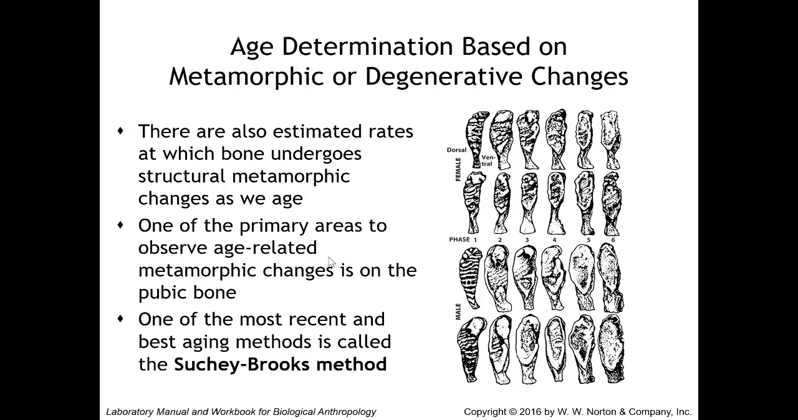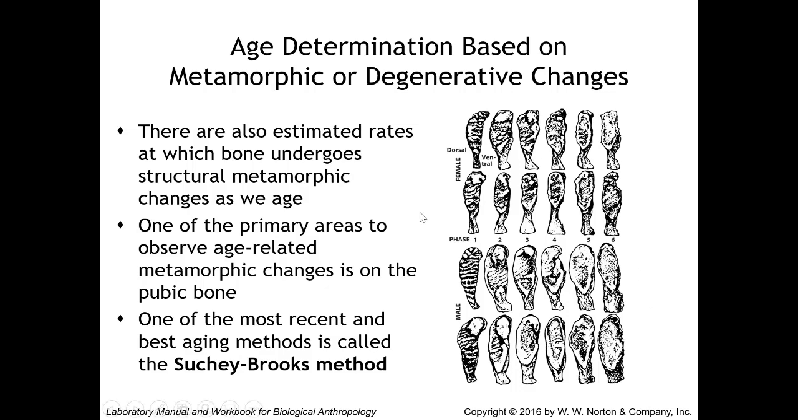So these changes occur at differing rates for males and females. So different ranges and charts are used to estimate the age at death of male and female individuals. Explaining it this way and looking at the picture might be very difficult. I do have linked in this week's module a video showing you specifically three pubic symphysis pieces, and then showing you what this means essentially. So I highly suggest you watch that before you do the exercise for this week, so you can really understand how to age based on these metamorphic or degenerative changes.